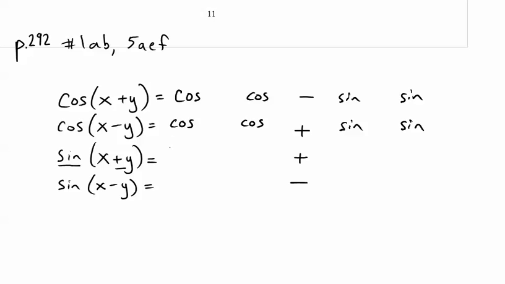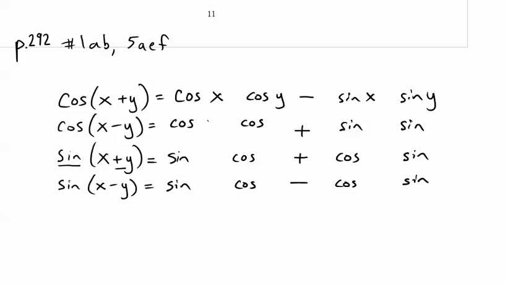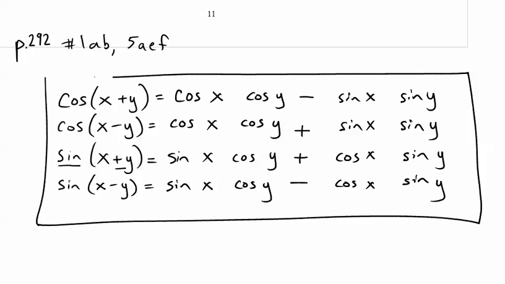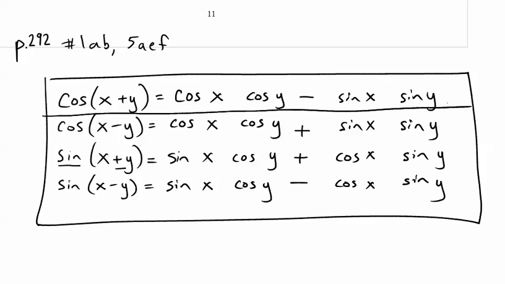Whereas sine has the funny mixed-up pattern where it's sine cos, cosine sine. Sine cos, cosine sine. And then you just go first angle, second angle, first angle, second angle for all of them. And those are the 4 addition identities and difference identities for sine and cosine.